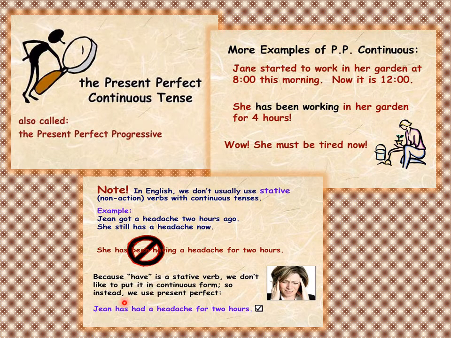So instead, we use a present perfect. I mean a present perfect simple.